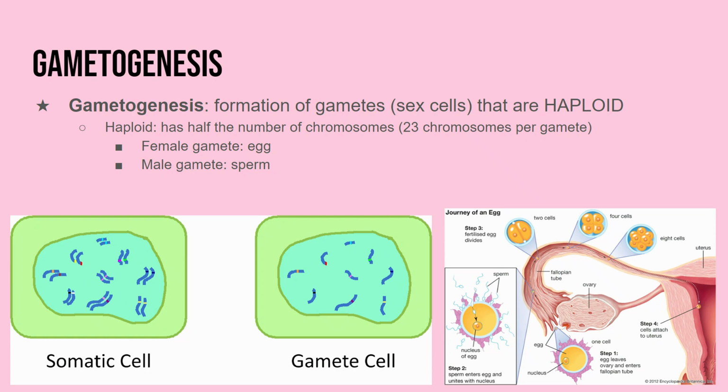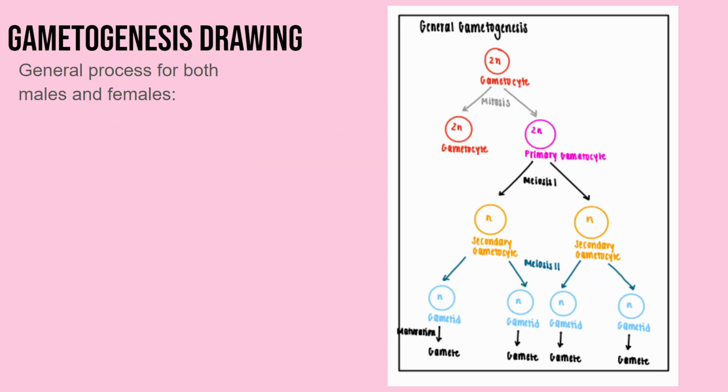And then I like that picture at the bottom, so you can just see somatic cell has double the amount of chromosomes, gamete cell has half. So gamete has 23 chromosomes, somatic has 46, and then they come together and form a zygote.